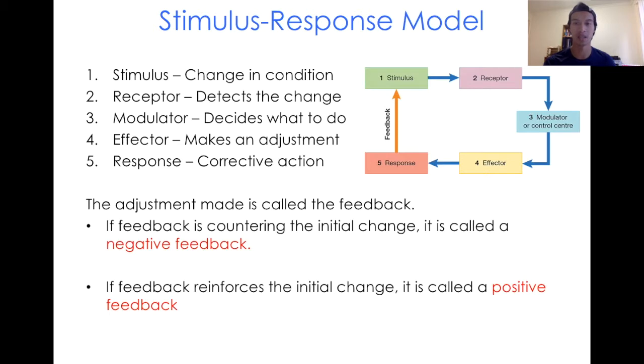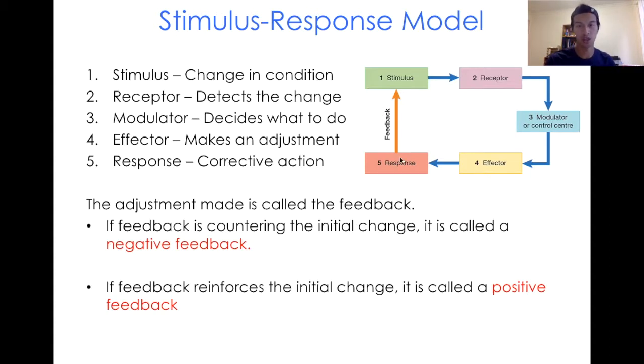The change then needs to be detected, and that is through the receptor. So the receptor is detecting some sort of change. It sends that information to a modulator or a control center, and the control center is what decides what sort of actions need to be taking place. And then it gets sent to an effector. An effector is a part of the body that is able to make that adjustment. Your muscles, your pancreas, your liver, whatever.